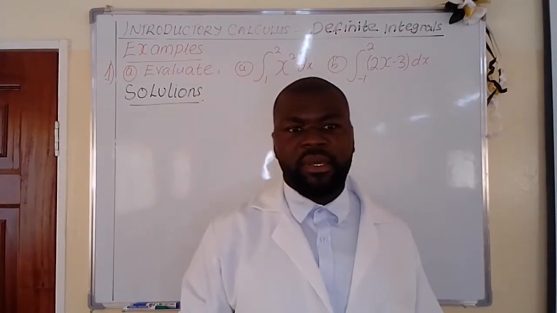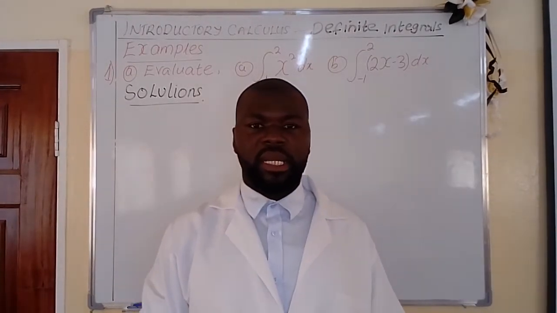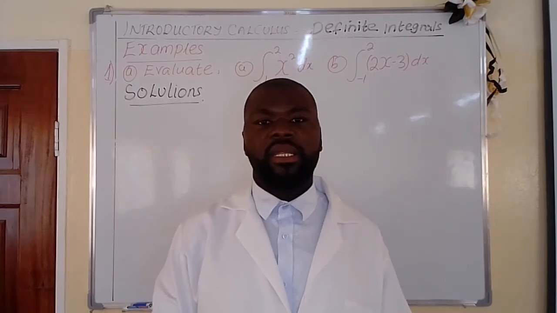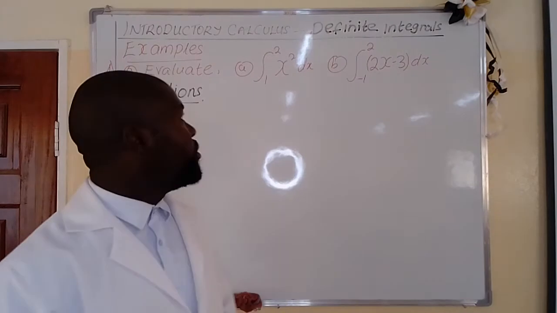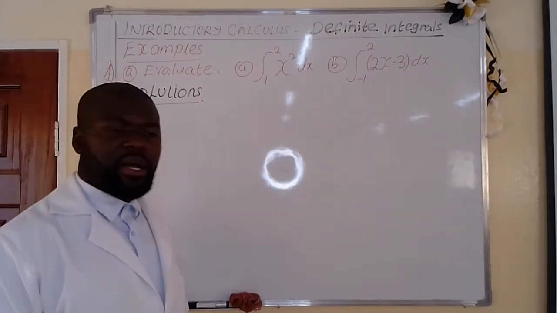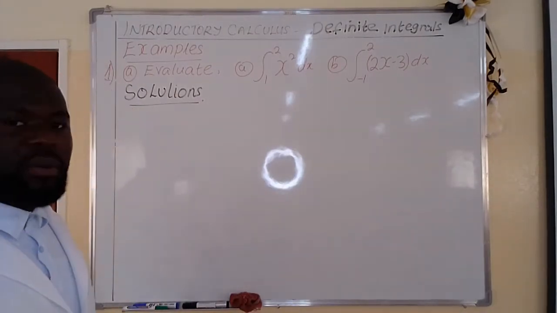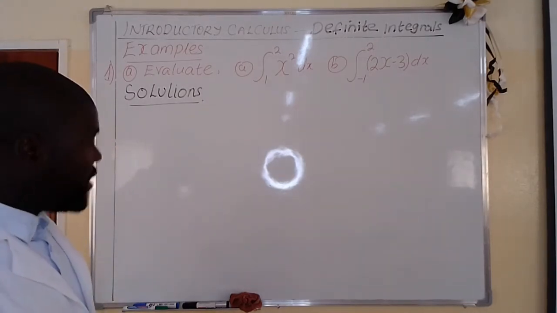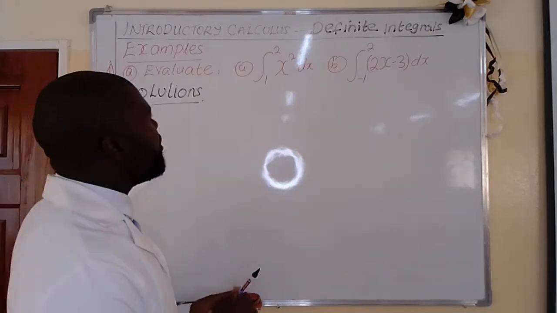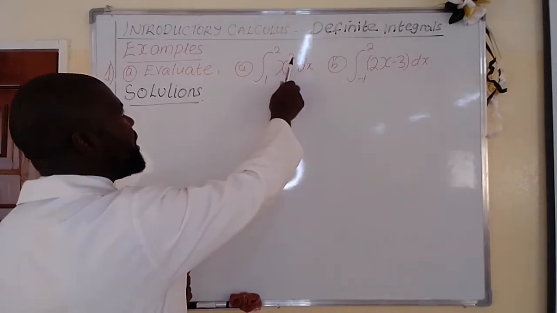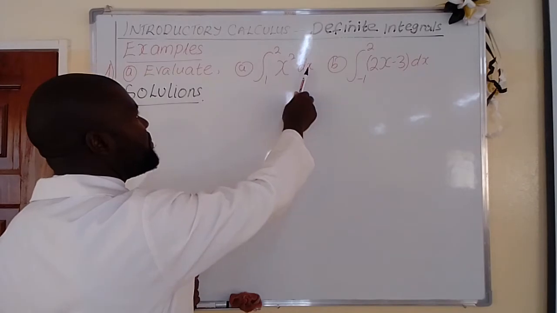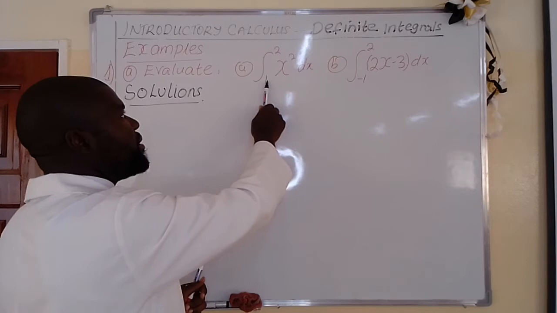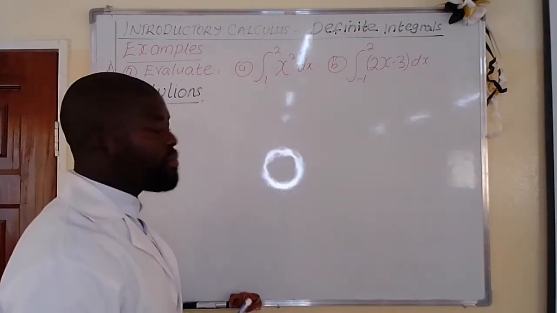Come back. We are continuing our discussion on introductory calculus, where we are looking at the definite integral. So we have examples on the board where we are told to evaluate the integral of x squared with respect to x, the lower limit 1, the upper limit 2.